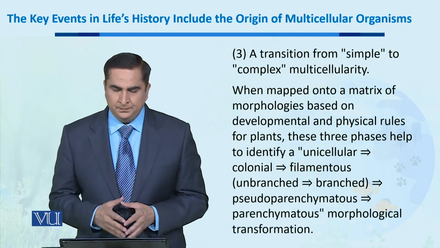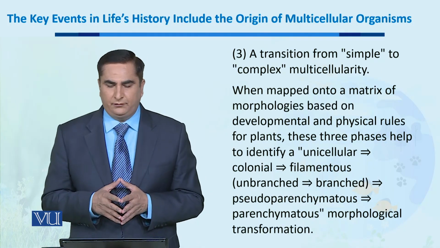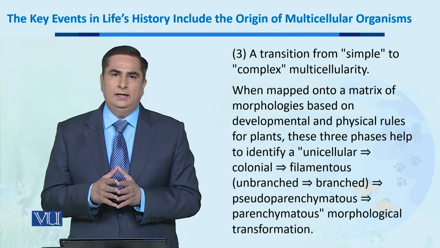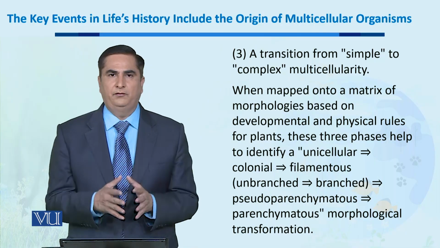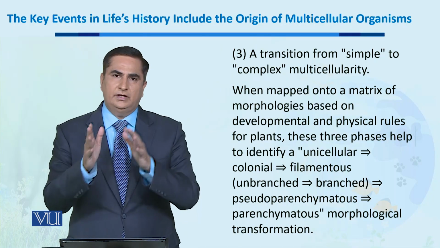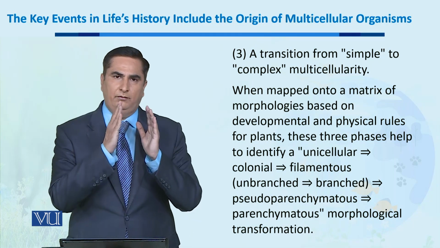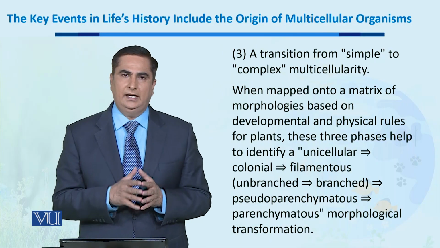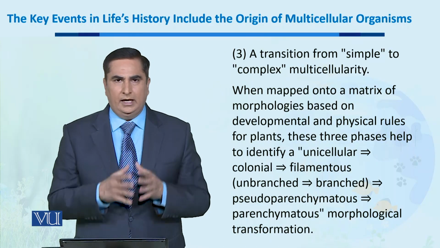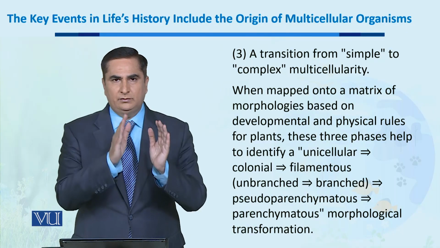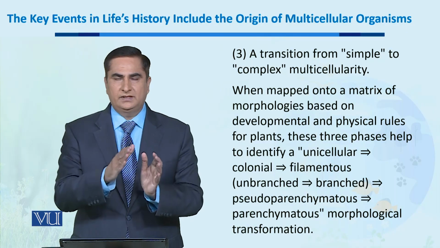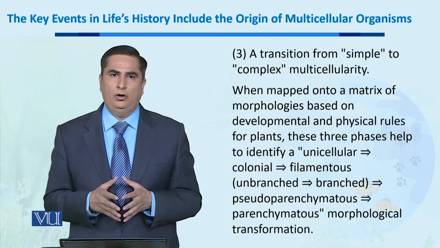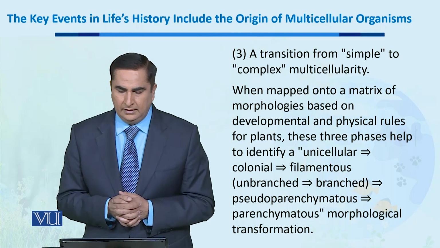Now, number three was a transition from simple to complex multicellularity. In the simple one, each cell has to perform a lot of functions: taking in food, breaking it down, getting oxygen inside, and taking out the excretory products. But these were done in the simplest forms. In the complex forms, these functions have been divided among different organs of a multicellular body.